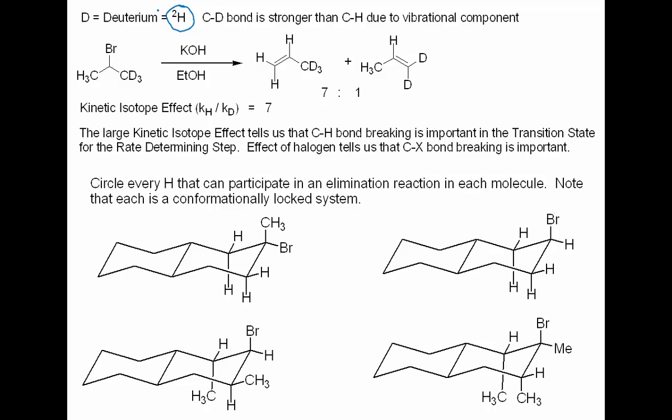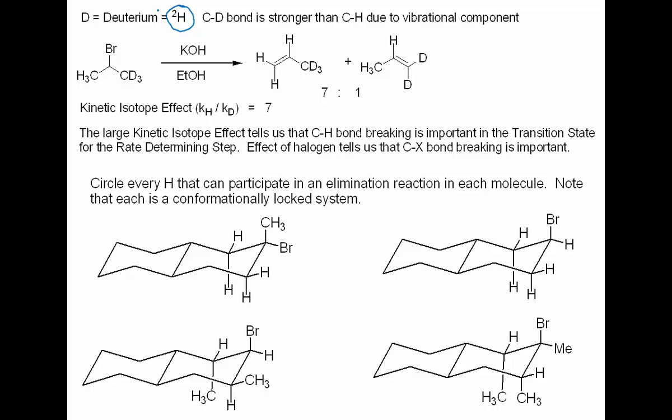Okay, I don't want to really get into this explanation right now because it's somewhat complex. It's covered in physical chemistry class, but it has to do with something called zero-point vibrational energy. There's a vibrational component to a chemical bond, and the net result here is that the bond to the heavier isotope is stronger than the bond to the lighter isotope. So it's harder to break.